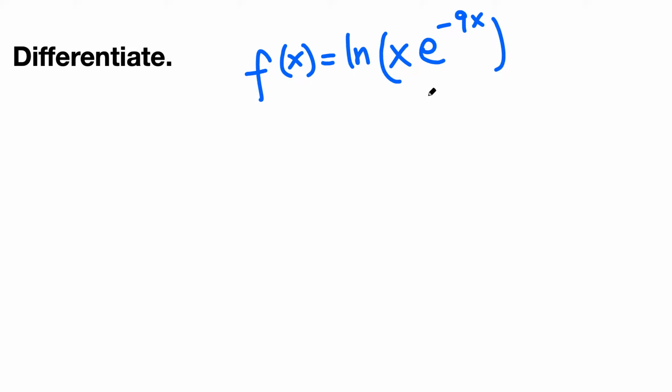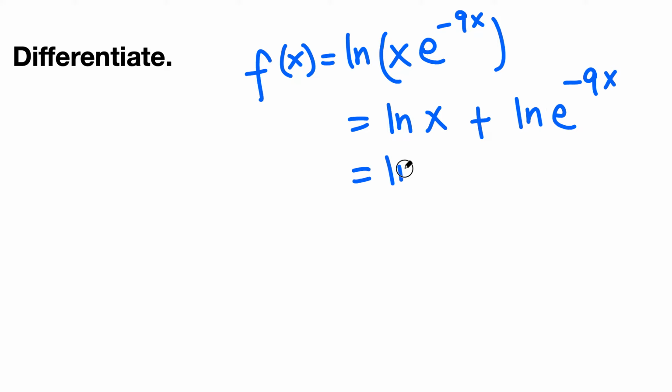Okay, let's see. Using the property of natural log, this is natural log of x plus natural log of e raised to negative 9x. This is natural log of x plus, this factors to the front, so that's negative 9x times ln of e, which is 1. So this function simplifies to ln x minus 9x.